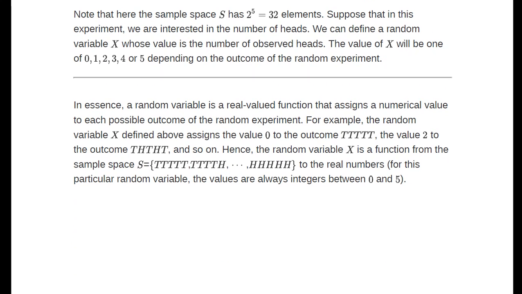A random variable is a real valued function that assigns a numerical value to each possible outcome of the random experiment. For example, the random variable X defined above assigns the value 0 to the outcome T, the value 2 to the outcome TH, and so on. Hence, the random variable X is a function from the sample space S to the real numbers. For this particular random variable, the values are always integers between 0 and 5.